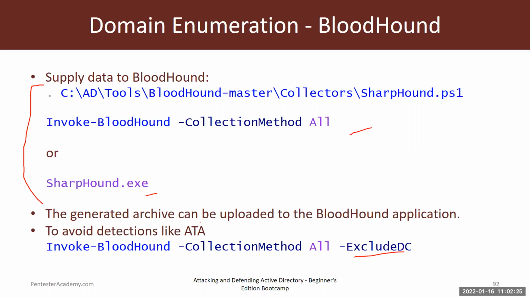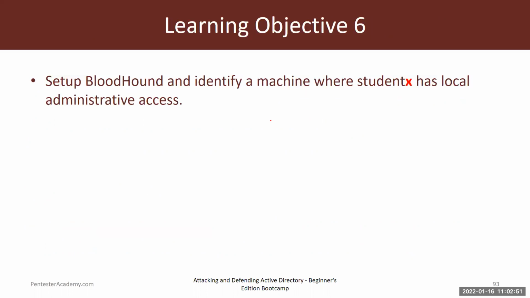What is this? ATA is a tool from Microsoft, Advanced Threat Analytics, which is now known as Microsoft's Defender for Identity. Tools like these are designed to detect Active Directory-based attacks. So once we have a zip archive created by the collector, then we can upload it to the Bloodhound GUI and analyze stuff.